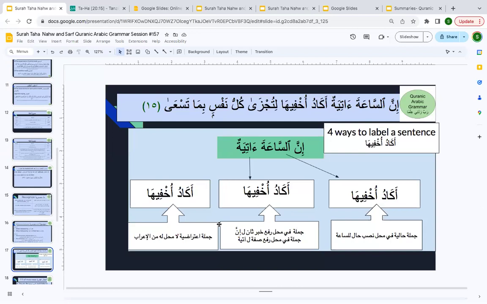Okay, so akadu ukhfiha can be a hal for as-sa'ata. Sahibul hal is proper, and jumla haliya does have a pronoun that goes back to as-sa'ata. What pronoun did you see in this sentence that goes back to as-sa'ata?